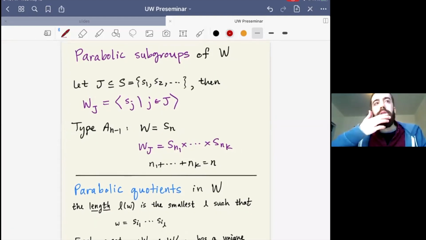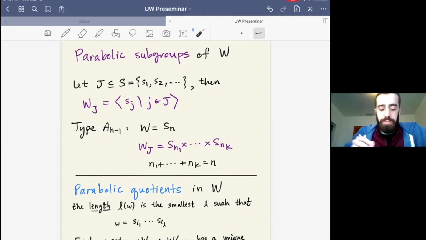So given a Weyl group, there's something called a parabolic subgroup, which is not just a subgroup as a group, but it's a subgroup which inherits some of this extra structure of these simple generators in this root system that we've been talking about. So capital S is just my set of simple generators, s_i, and J is any subset you like of S. Then the parabolic subgroup W_J is just the subgroup generated by only the simple generators in J.